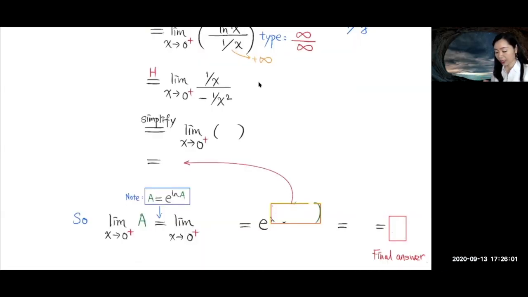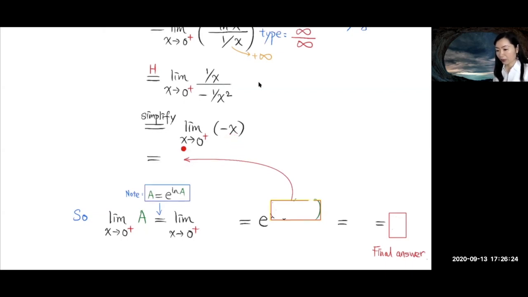Now we want to simplify it. When possible, always simplify the function you're taking the limit of before you apply L'Hopital's rule. To simplify this, you can multiply the numerator and denominator by x squared, or think of dividing as multiplying by the reciprocal. In any case, this ends up being negative x. When x approaches 0, negative x approaches 0. So this limit is going to be 0.